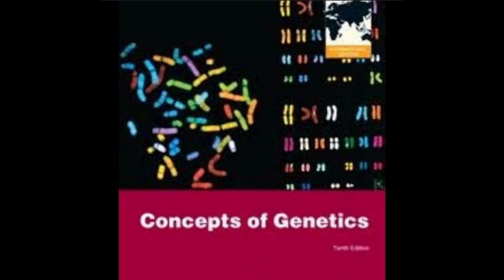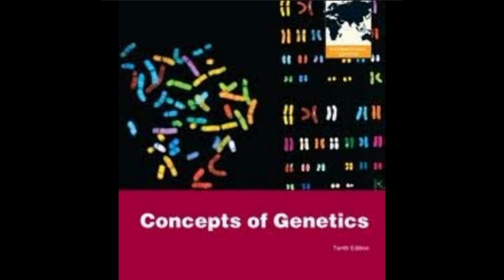Genotype of ABO blood group. Phenotype A: genotype IA IA and IA IO. Phenotype B: IB IB and IB IO. Phenotype AB: IA IB, and phenotype O: IO IO.